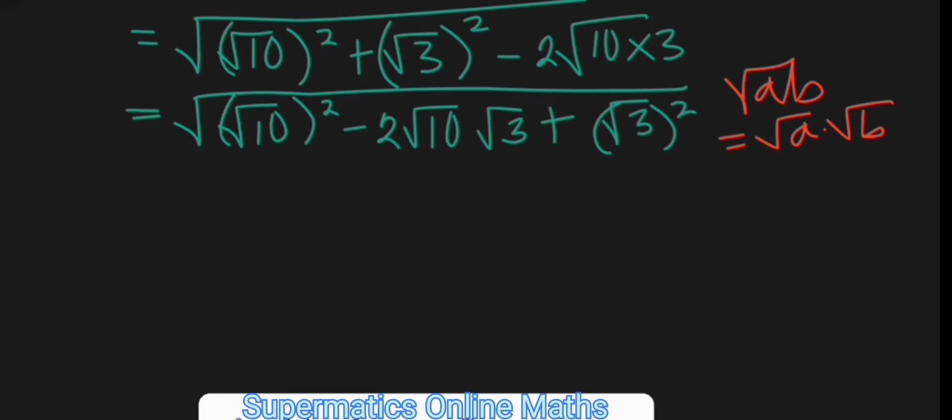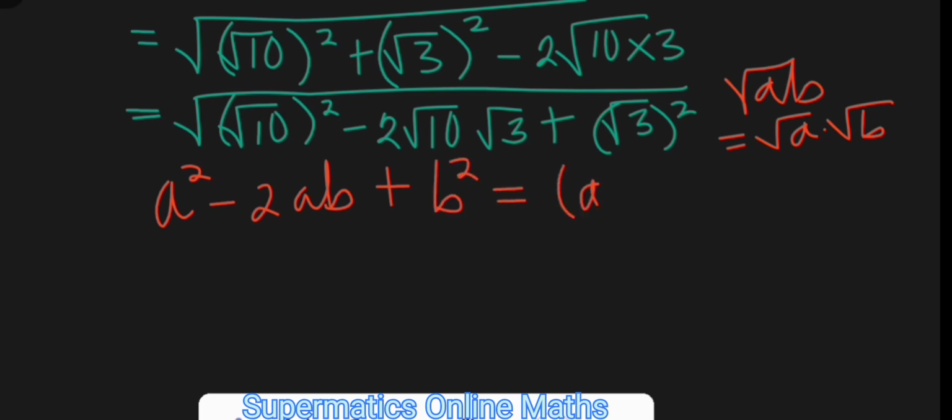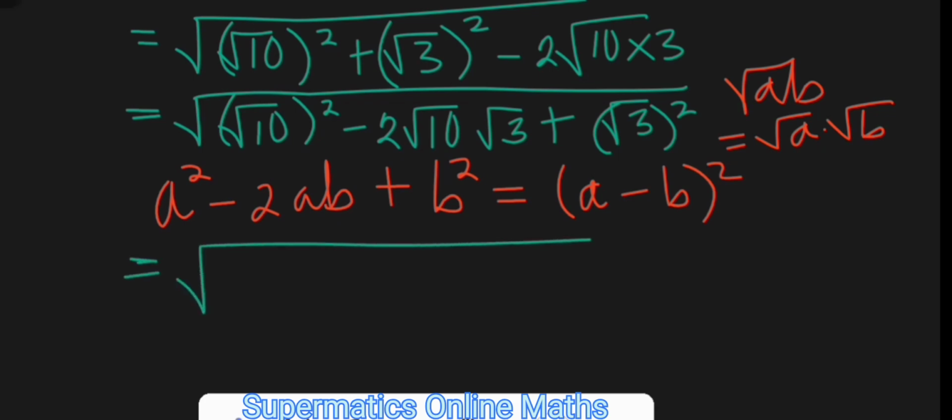Now, recall that when we have A squared minus 2AB plus B squared, this factors as the perfect square A minus B all squared. Applying this to the expression above, root 10 can be likened to A, while root 3 is B. Then the middle term is minus 2 times root 10 times root 3.